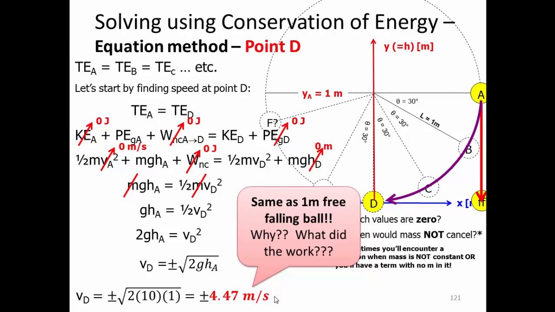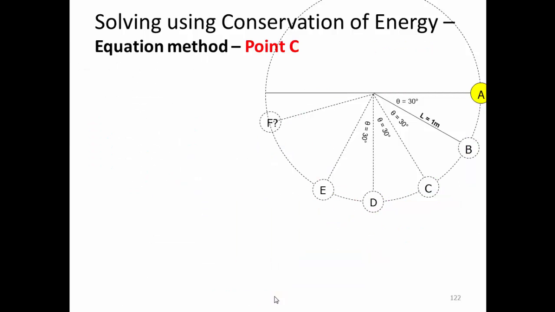We talked about that in class already. It's good bonus questions, it's good quiz questions. So now let's take a look at point C and see if we can use the same type of method to find an answer at point C. We want to find the velocity at point C. This you're supposed to do for homework.